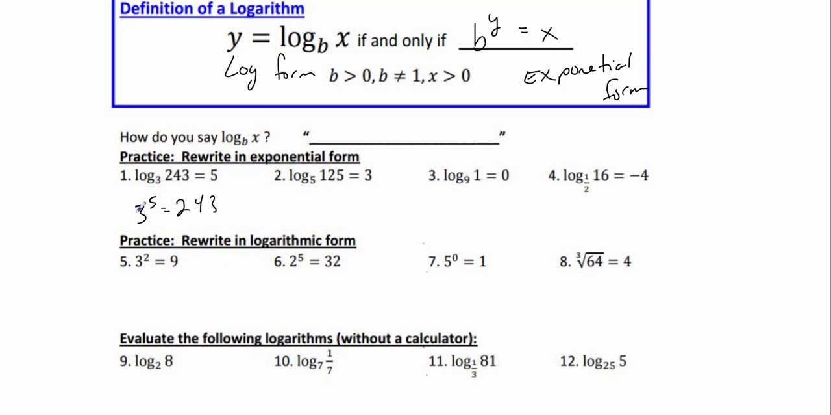What this means is this base, 3, this is still our base here, right? Remember, if I have an exponent that's some number, say 2 to the 2 power, this is our base, and this is our exponent.